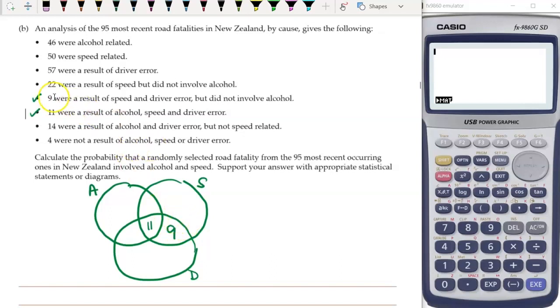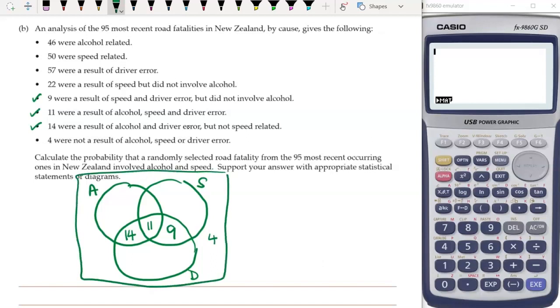We've got this 14 were a result of alcohol and driver error but not speed. So where alcohol and driver overlaps but doesn't include speed is just here. So that's 14. 4 were not a result of alcohol, speed, or driver error, so that's on the outside. And really, I should actually put a square or rectangle around this. Now, we've used the 4. Okay, let's work back up.